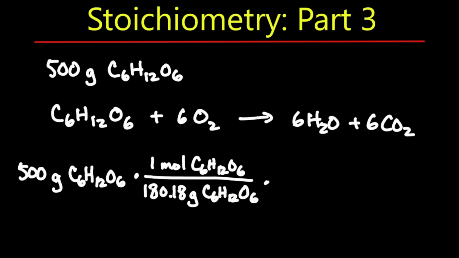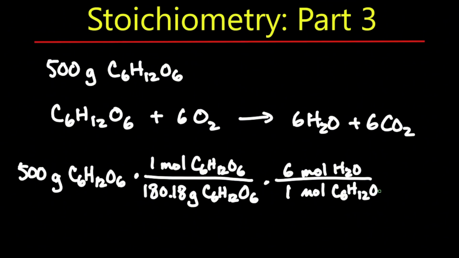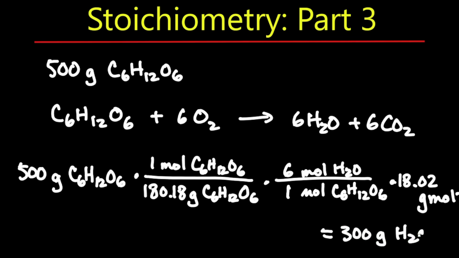And then to find the moles of water, we multiply by 6 moles of H2O over 1 mole of C6H12O6, and finally we multiply by the molar mass of water, which is 18.02 grams per mole. And this should give us a final answer of 300 grams of water.